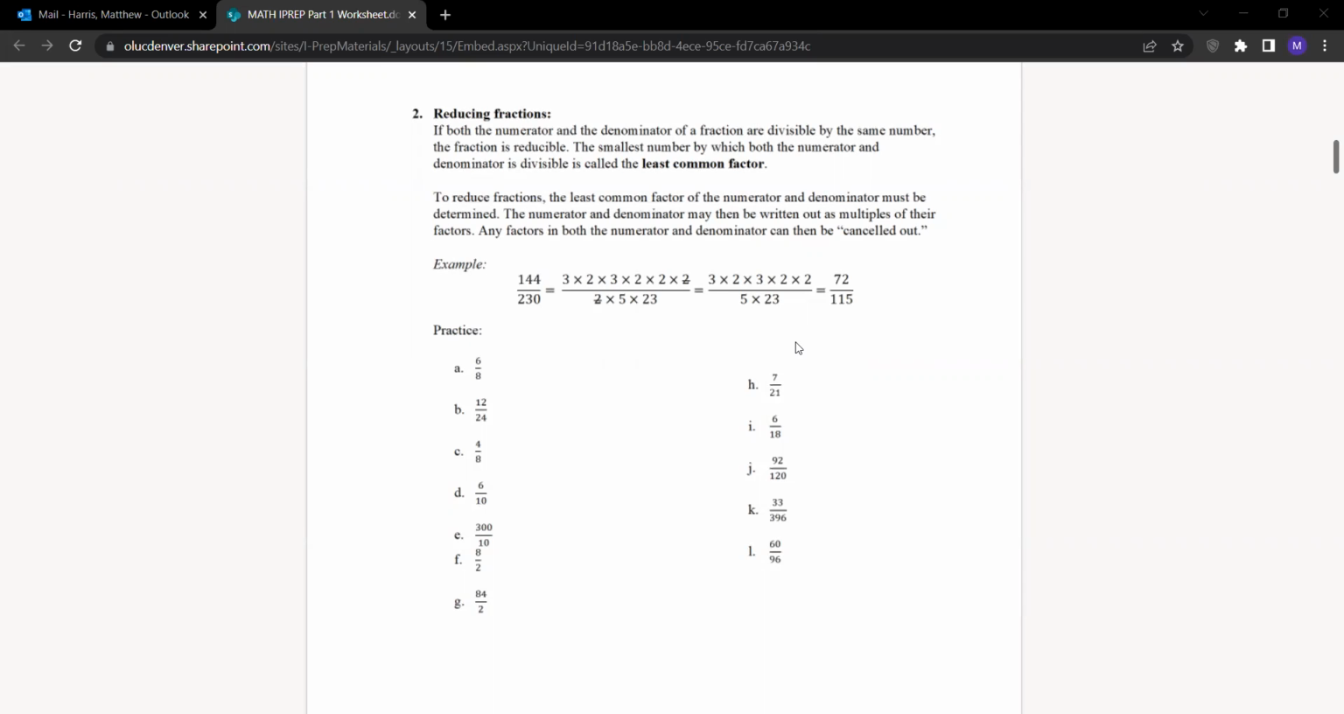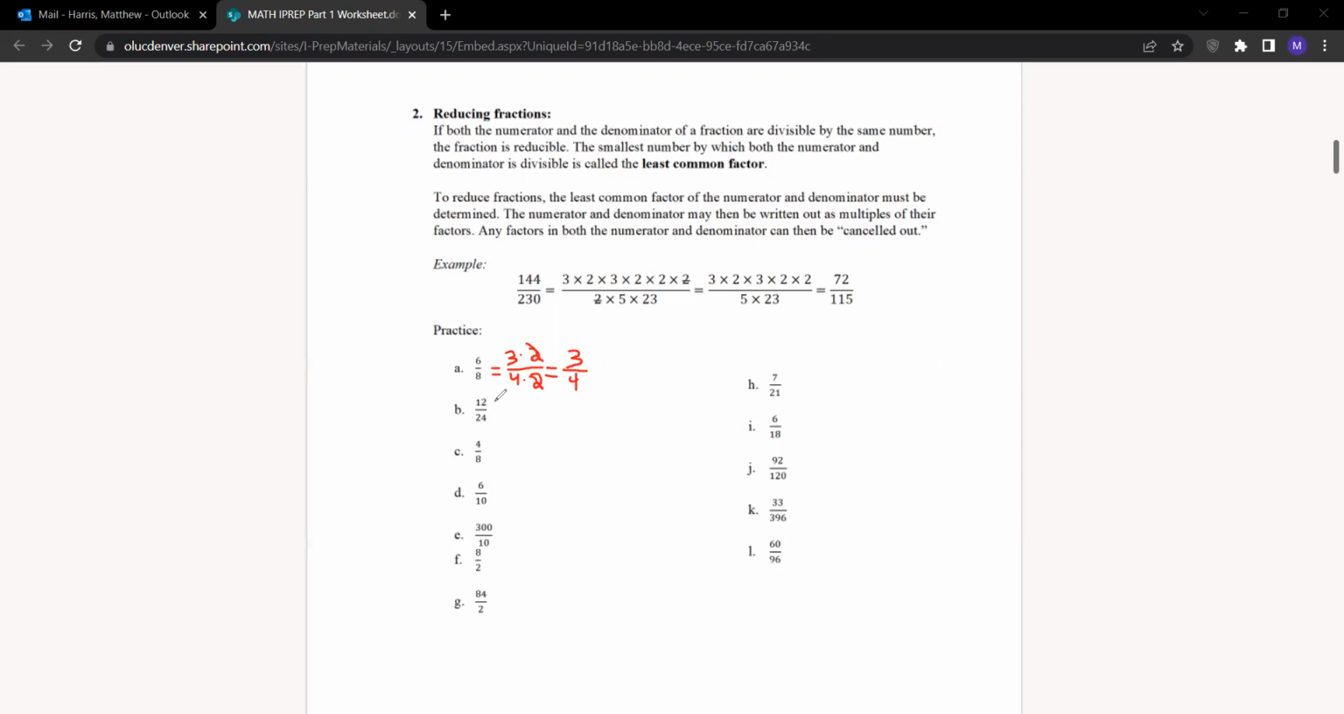Let's go ahead and try some examples here. As you see in this example right here, you factor it out. So you have 144, which equals 3 times 2 times 3 times 2 times 2 times 2. We kind of just keep going like that. So here we have 6/8. This equals 3 times 2. 8 can be reduced to 4 times 2. Cancel out those 2's. Equals 3/4.